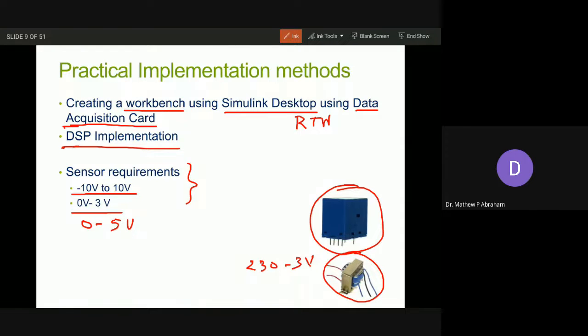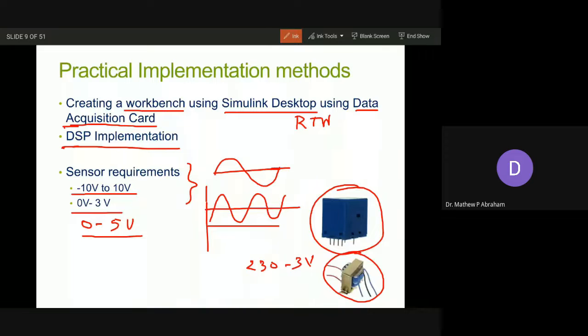And since a data acquisition card can handle both positive and negative voltages, the simple sensors will be sufficient. But in the case of a DSP implementation, which can handle only positive voltages, we have to have a mechanism to shift it from negative to positive, right? Then we measure these values and then subtract it down so that inside the processor, we will have both positive and negative values.